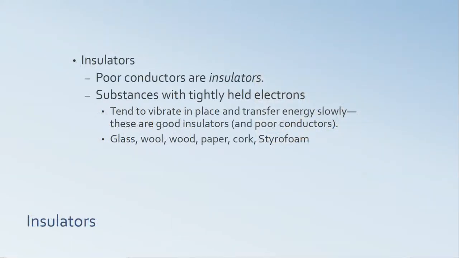If we have a substance that's a poor conductor, we call that an insulator. And this is usually substances where the electrons are more tightly held than they are in a conductor, so the electrons tend to vibrate in place, and they transfer energy from one molecule or atom to another very slowly. So things that are good insulators are going to be poor conductors, and vice versa. Things like glass, wool, wood, paper, cork, styrofoam, all are very poor conductors, but are very good insulators.